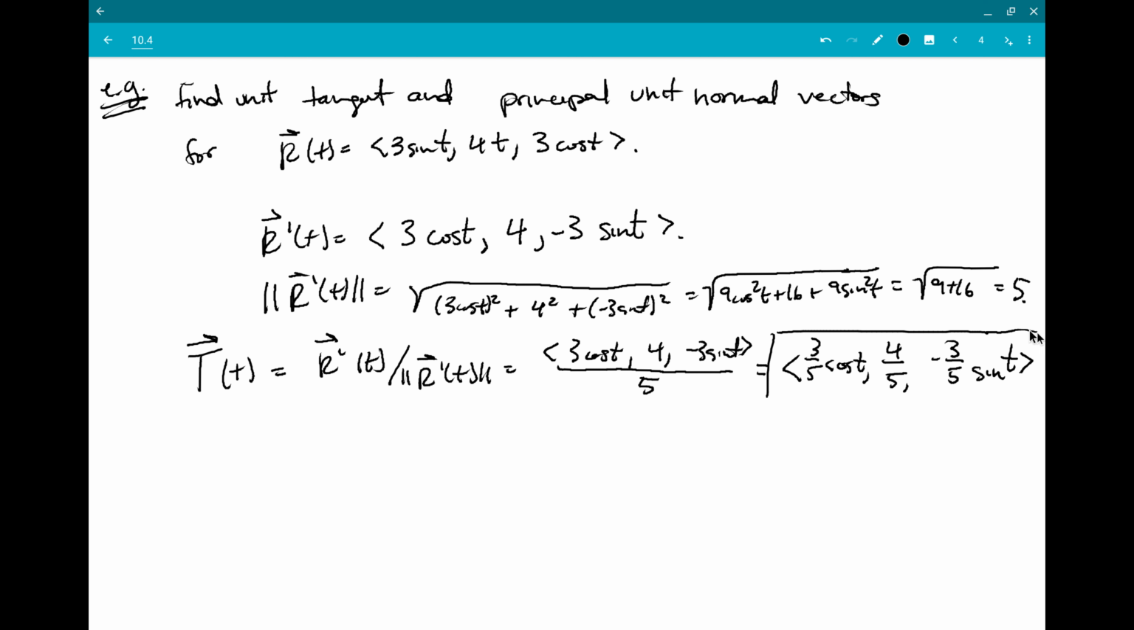And that would be the first part asked of us right here. Oh, that's not a good box. For the unit tangent vector. There we go. Kind of. The second part is to get the principal unit normal vector. And so again, I would say I'm going to have to take a derivative of this.